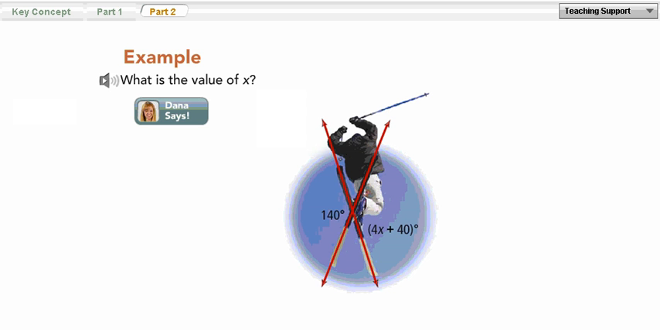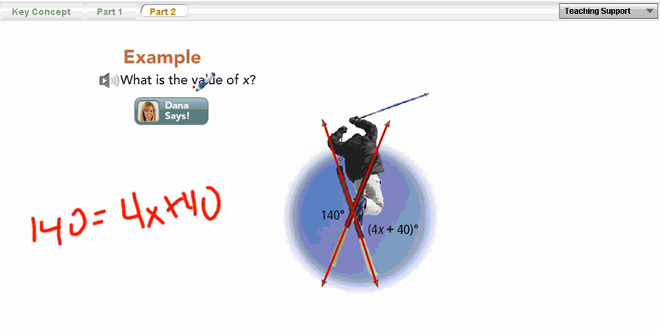Okay, so if we know these are vertical angles, what do we know about these two? Yeah, they're equal. So it means 140 degrees equals 4x plus 40. Now you just need to solve for x because that's what they want us to do. They want us to find the value of x because we already know this is 140. That's why we're setting it equal. And we know this is 140 because there are two lines forming that. So go ahead and solve for your x.